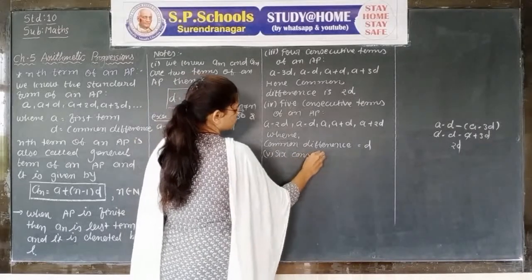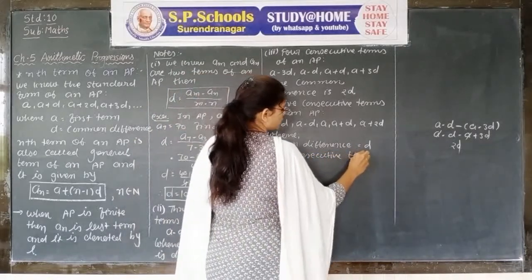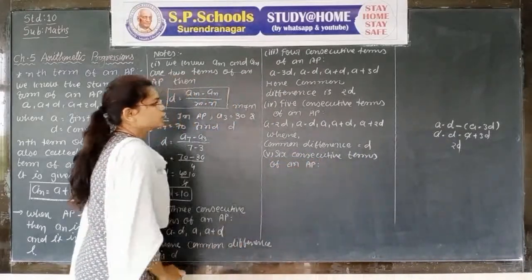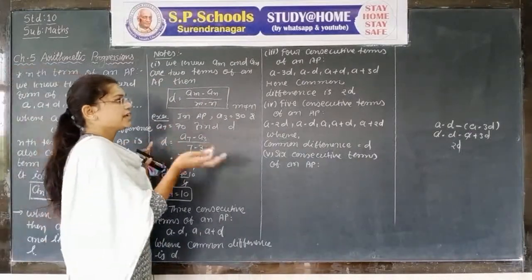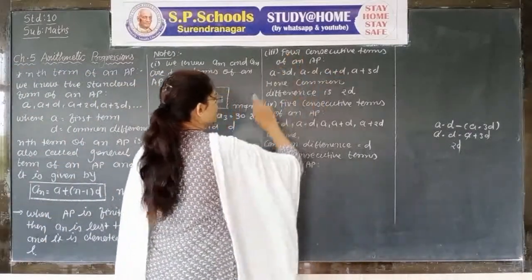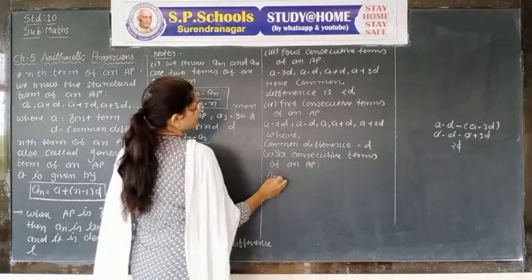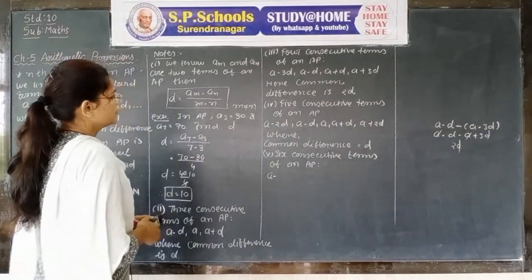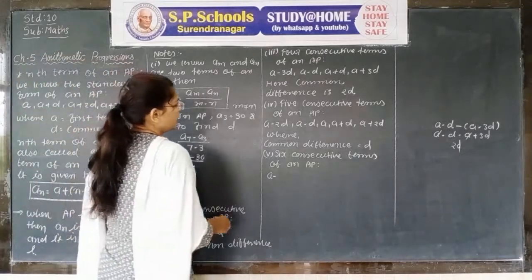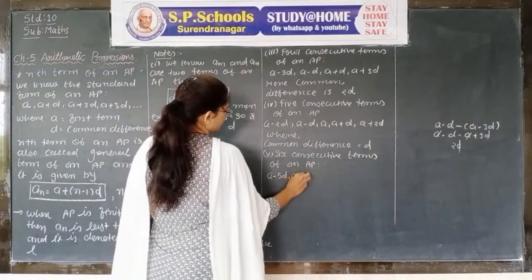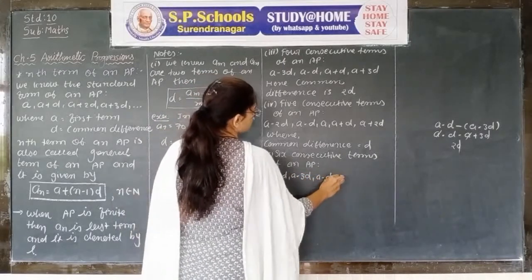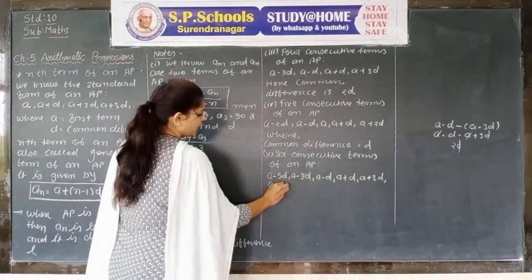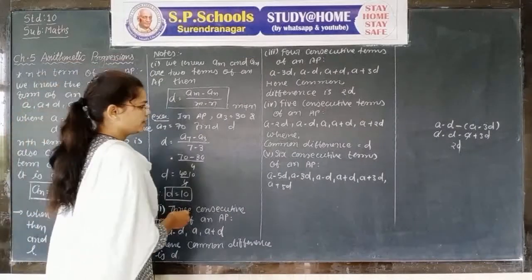6 consecutive terms of an AP. To find the 6 consecutive terms, we add one more term on the left hand side and right hand side in the 4 consecutive terms like this: here 3d is given, and the 4 and 5 consecutive terms are obtained: a minus 5d, a minus 3d, a minus d, a plus d, a plus 3d, and a plus 5d are 6 consecutive terms of an AP.